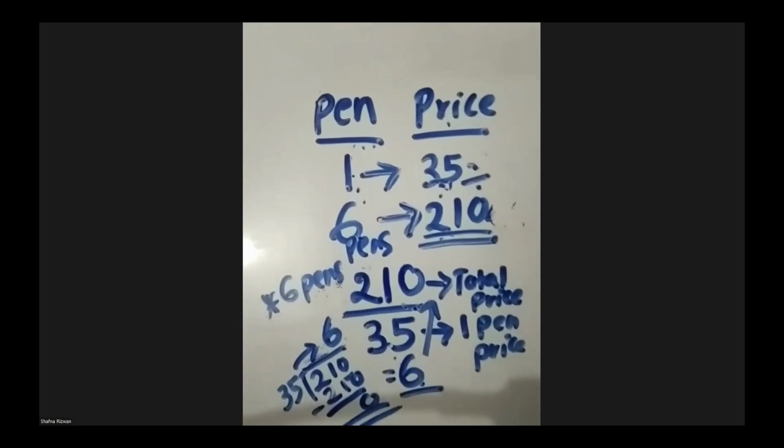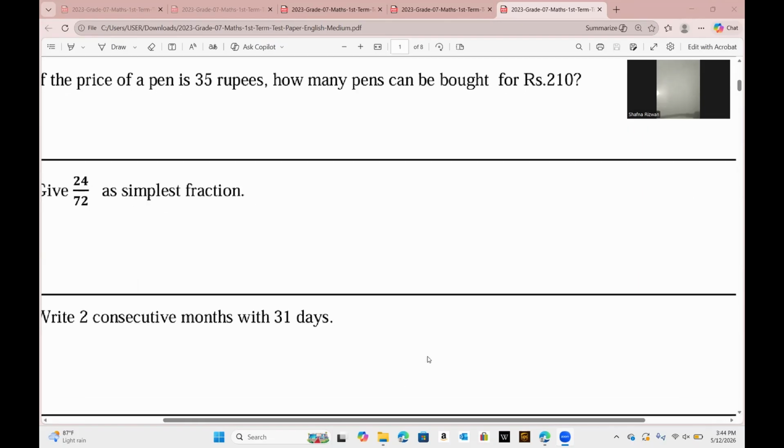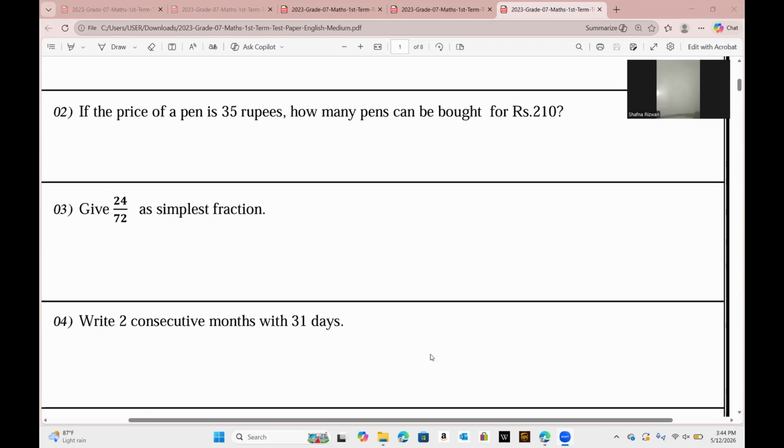Okay, now let's go to our third question. Okay, now see here. In your third question, what is the question they have asked you here? They are asking you to give 24 out of 72 as a simplest fraction. Okay, give 24 out of 72 as a simplest fraction.